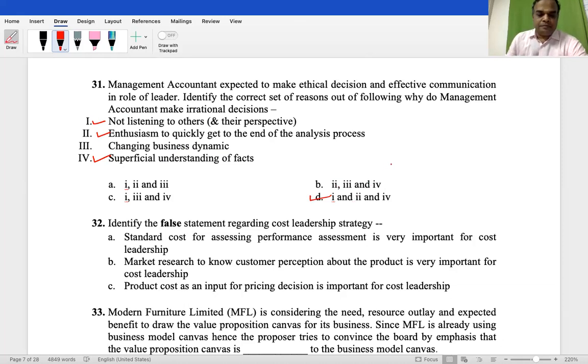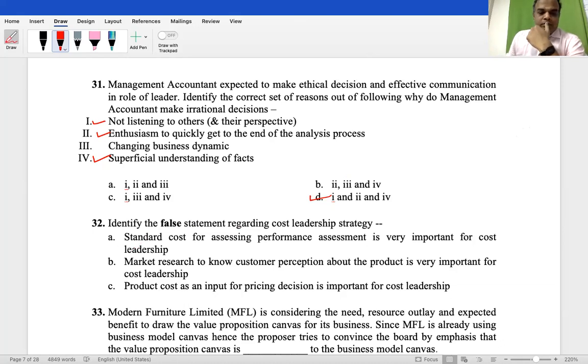Next question. Identify the false statement regarding cost leadership strategy. In examination, the word false or not may not be underlined or bold, so you have to be careful. You have to identify whether it is for or against the statement. Read one more time.